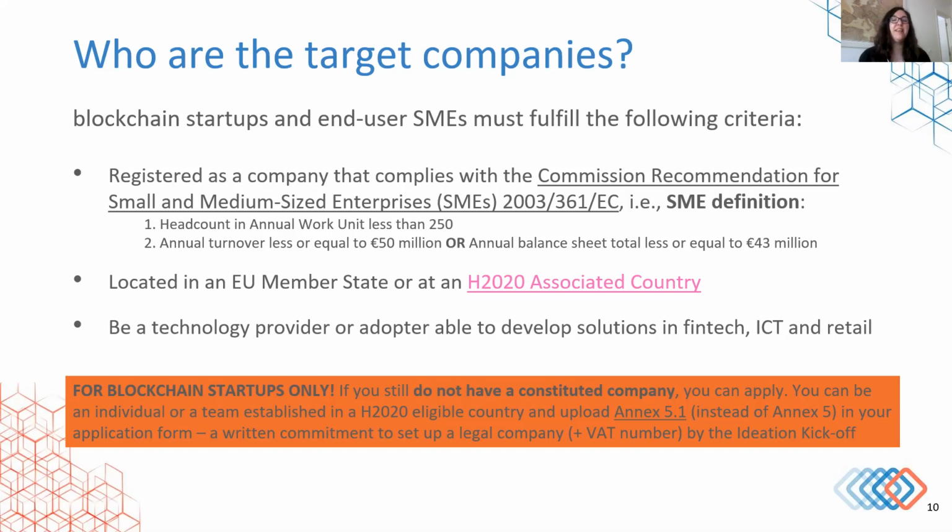And for this, there is a specific annex that you need to fill in, which is Annex 5.1, so not Annex 5, which is the SME definition, but Annex 5.1, because you are not, of course, a company yet. And this is only a written commitment in which you sign, saying that if you are selected, then you will register a company to receive the grant.